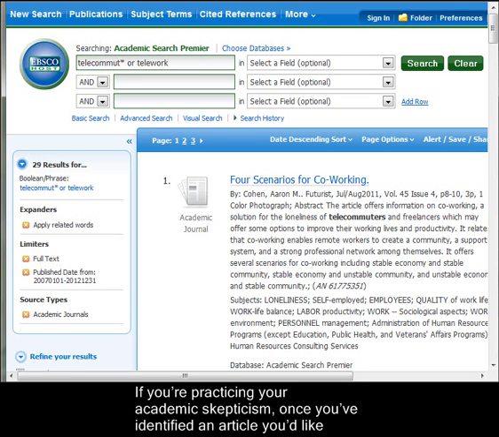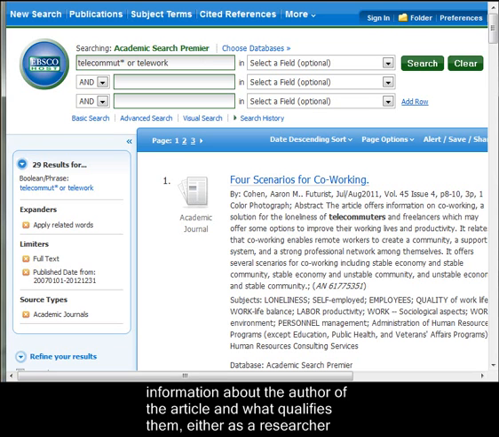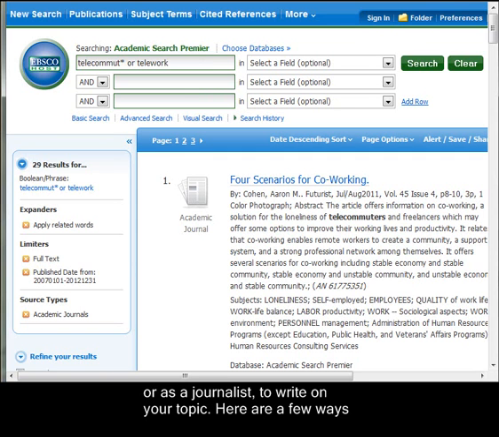If you're practicing your academic skepticism, once you've identified an article you'd like to use for your research project, you might want to see if you can find a little more information about the author of the article and what qualifies them either as a researcher or as a journalist to write on your topic. Here are a few ways Academic Search Premier will help you out with that.